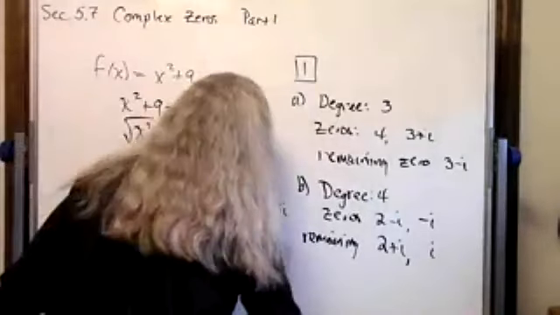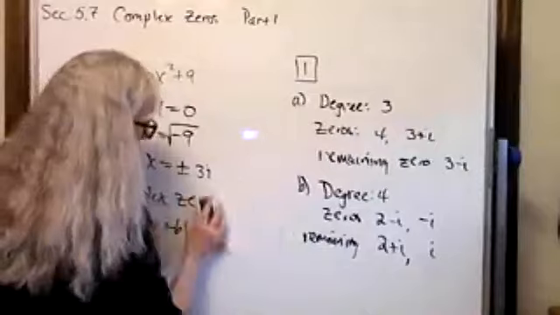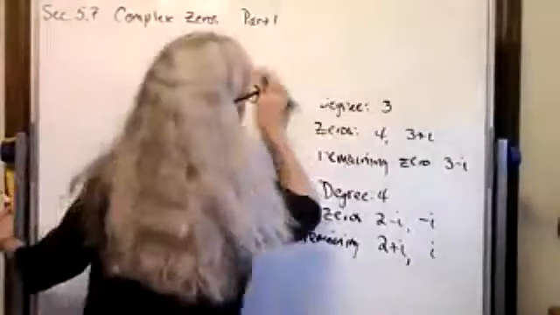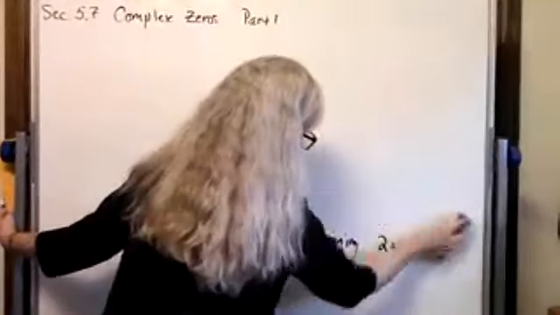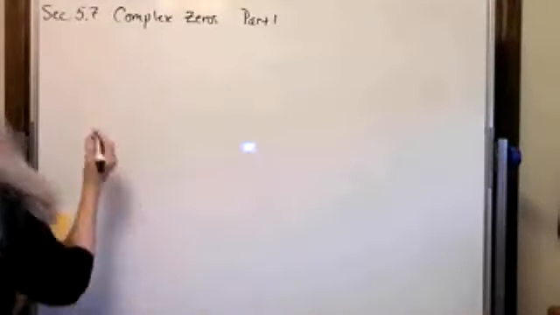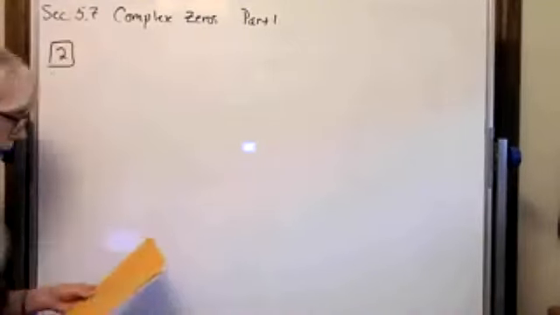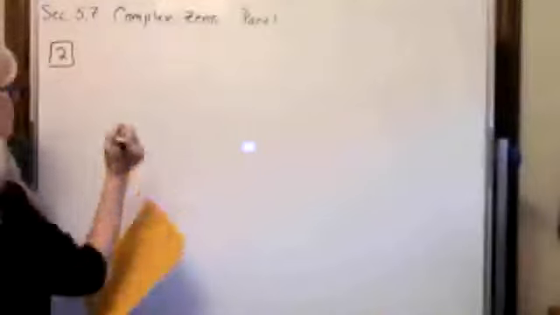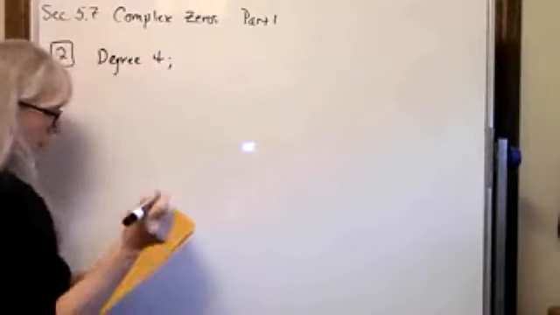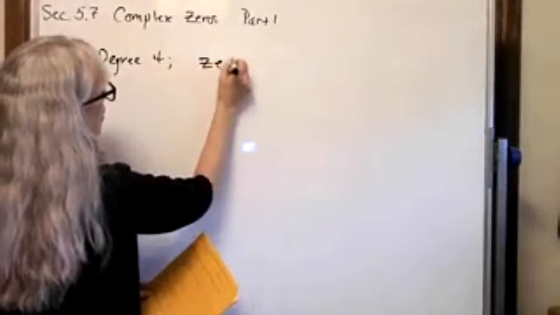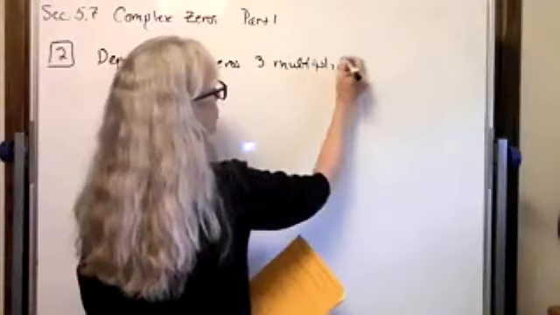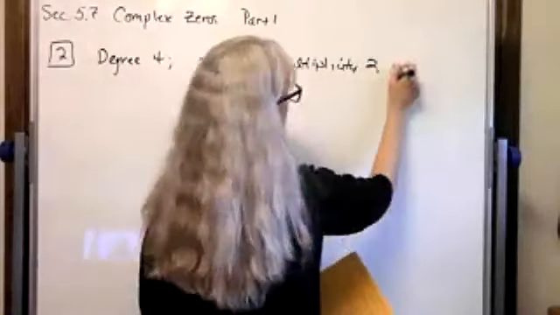Now we can actually write a polynomial. So our next example is going to have us form the polynomial. Example 2 says, let's form a polynomial function with real coefficients having the given degree and zeros. So this time it is a degree 4. We have zeros that are 3 with a multiplicity of 2. And then they also tell me 4i.